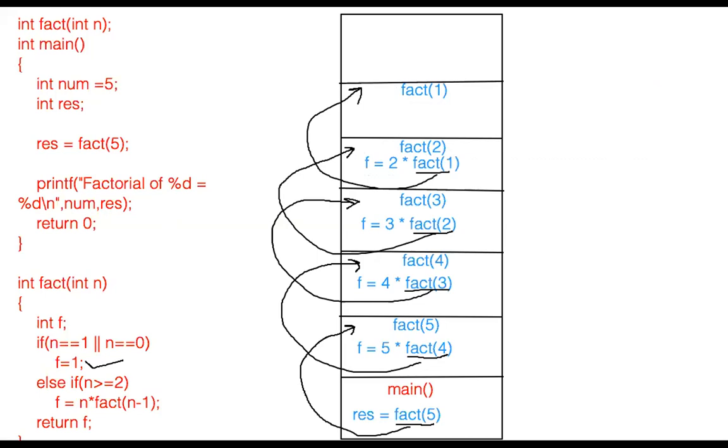Now n is 1, so f is equal to 1. Okay. And the next statement after f is equal to 1, which statement gets executed? Return f. So return 1. Okay, so it returned to whom? Tell me. Fact of 1 is returned to whom? Main directly?